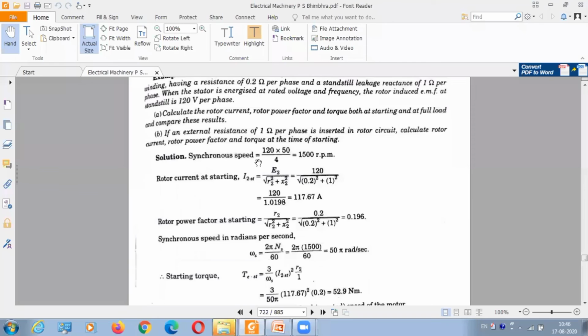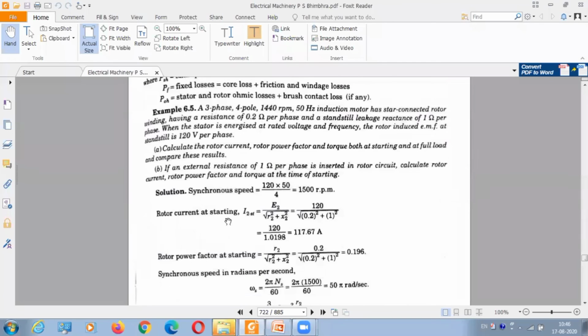Calculate rotor current and rotor power factor at starting and full load. At starting, that means rotor is not rotating. That is standstill condition. Slip is 1. So what will be my current? E2 by square root of R2 square plus S X2 square, right? General formula. What will be the S value? 1. So S value is put 1. Substituted over here. Since I2 is per phase value, we are not changing this 120 volt. We are keeping it as 120 only per phase value. So 120 by this will give you this one.